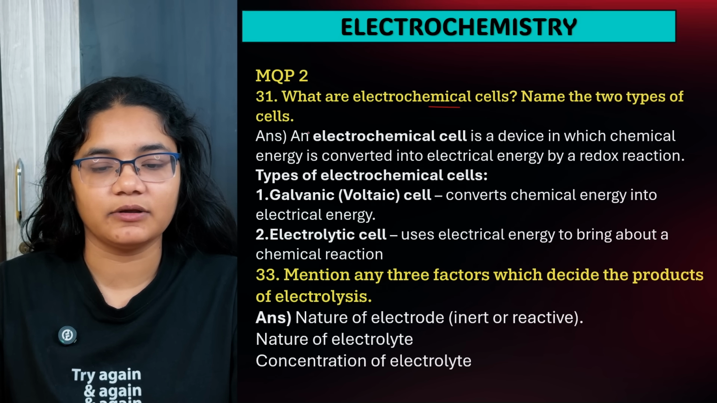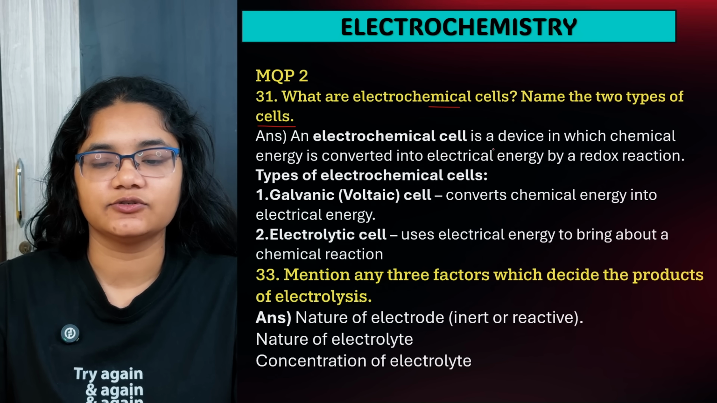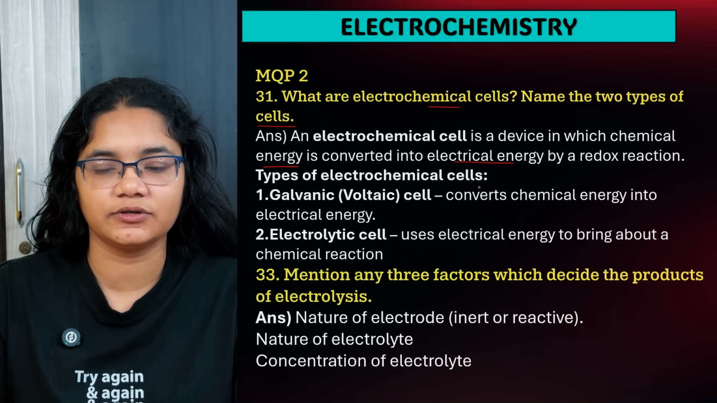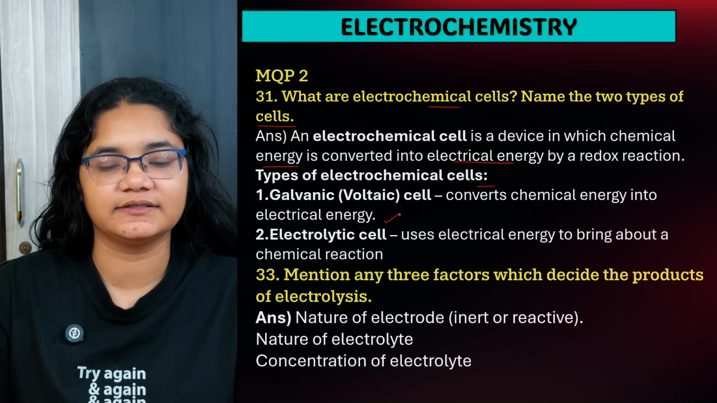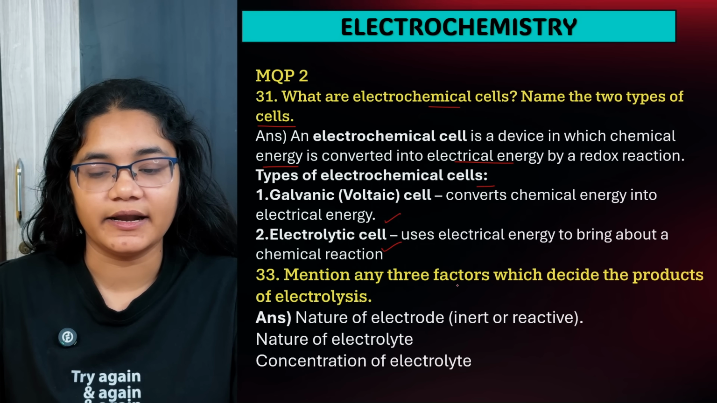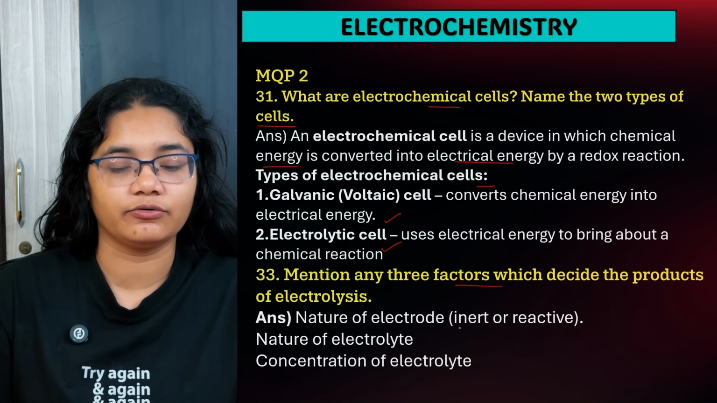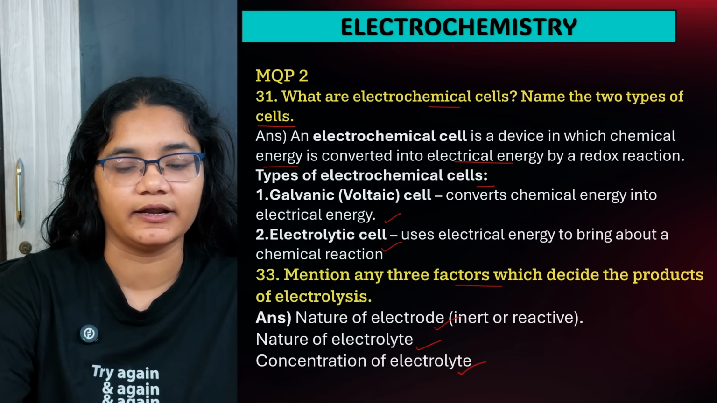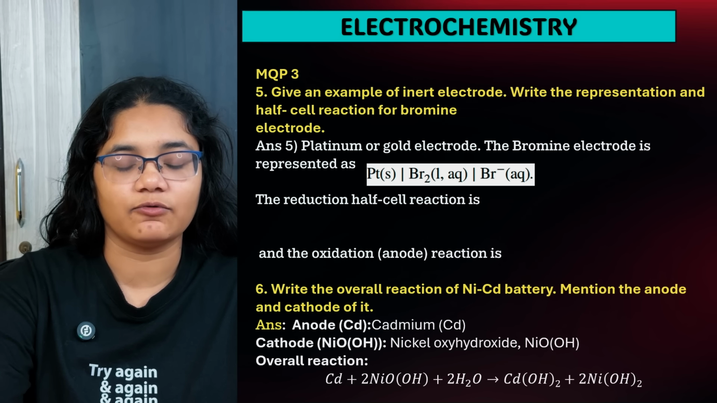Next, what are electrochemical cells, and mention its two types. A device which converts chemical energy to electrical energy by a redox reaction, and the types of electrochemical cells are galvanic cell and electrolytic cell. Next, three factors on which the products of electrolysis depend: nature of the electrode, nature of the electrolyte, and concentration of the electrolyte. Next, we have model question paper 3.